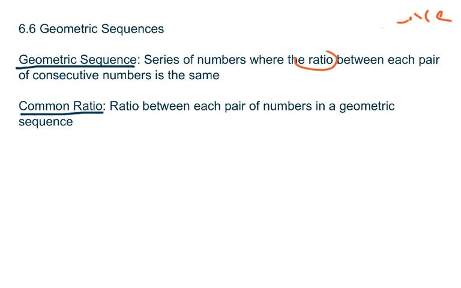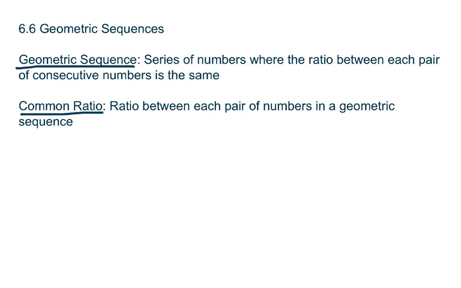Let me erase this here. In geometric sequences, we're going to be multiplying every time, or dividing every time. And if we're dividing, we can actually rewrite that as multiplying. So really, it's multiplying every time to get to the next term. The ratio between each pair of numbers in a geometric sequence, now we're to this vocab term, it's called the common ratio. Remember, in an arithmetic sequence, we had a common difference. Now we have a common ratio.